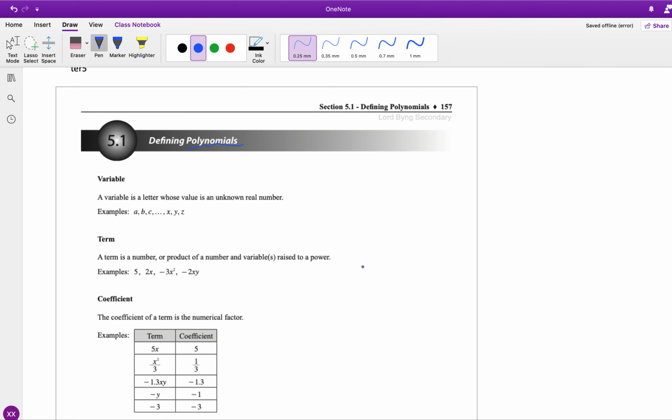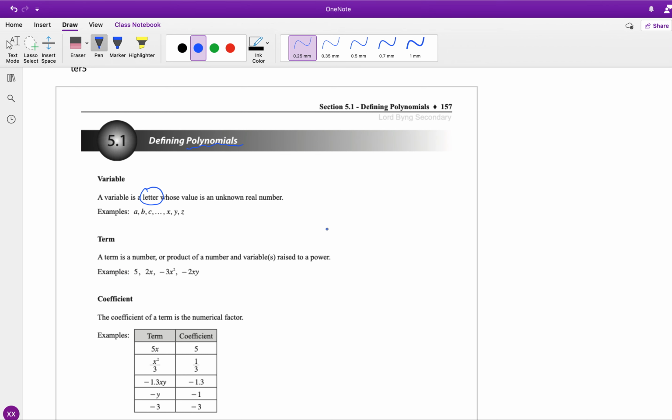Okay, so now let's take a look. There are just certain terminologies that we need to become more familiar with in order to go along the other sections. So variable. Variable is a letter. Okay, variable is just a letter.